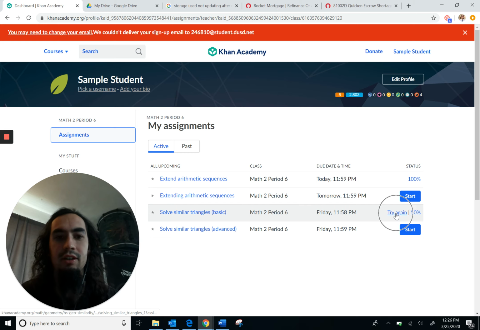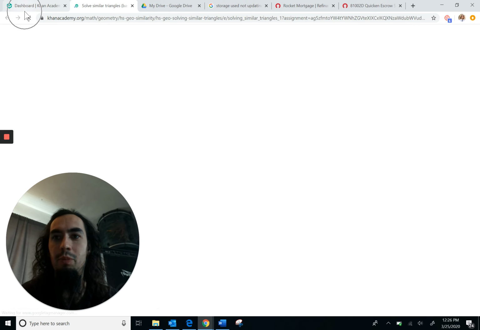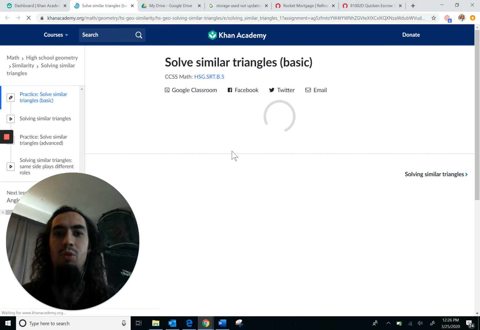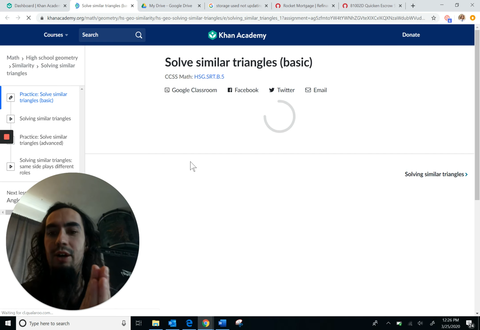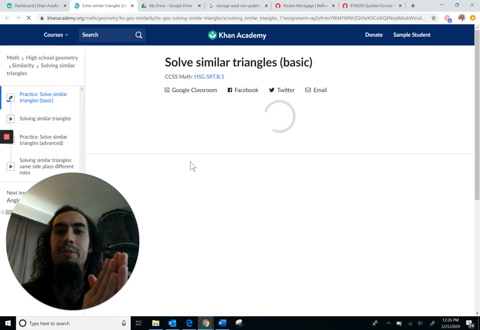You're just going to click on try again, and notice it opened a new tab for me. Sometimes it opens up a new window, sometimes it opens up a new tab. I'm not sure exactly why. It does it differently every time, and I'm not sure how it looks on your phone, but I know that on your phone it's going to be very similar to the website.